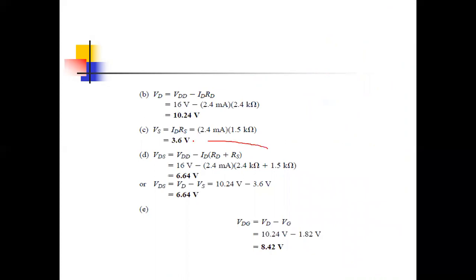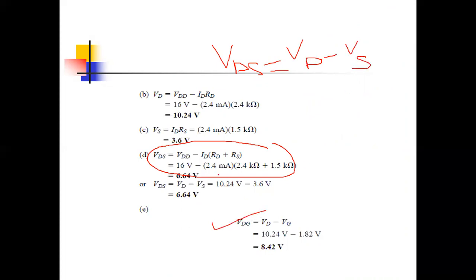Now you already have VD and you already have VS, so there is no need to apply KVL on the right side. You can just apply VDS equals VD minus VS. VD you have already calculated, VS already calculated. Otherwise you can apply KVL on the right side, then also you can get the answer.